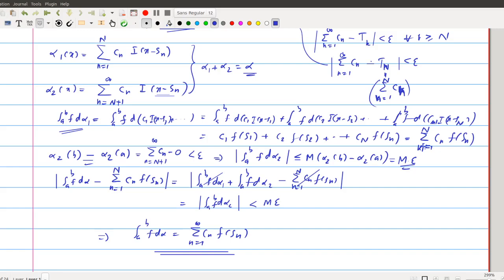In the next class we will discuss the 17th theorem. In that theorem we will show some interconnection between the Riemann integral and the Riemann-Stieltjes integral.